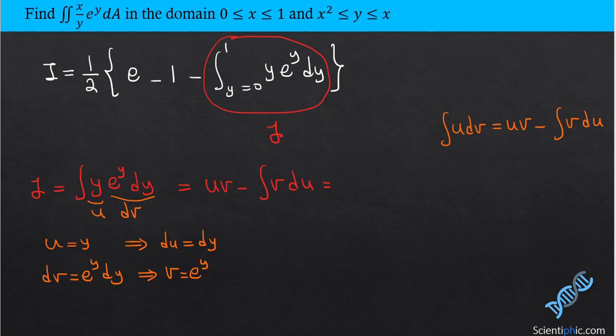So I'm going to write u, that is y. And then I have v, that is e to the power of y. And then I have minus the integral of v, which is e to the power of y, and then du, that is dy. So integral j is basically given here. Now let's continue with this integral.